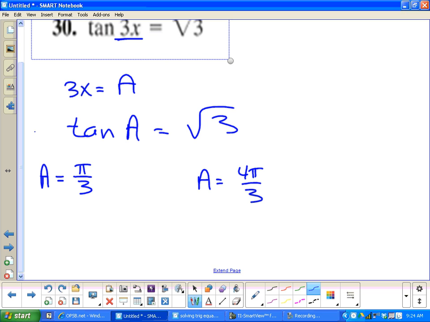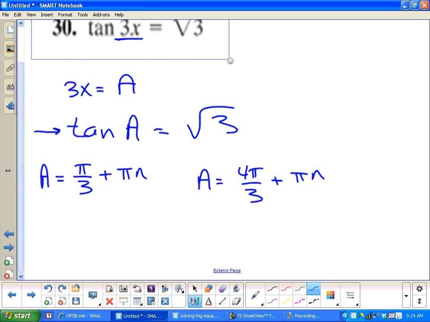Now, if my equation was just this, that'd be it. But it's not. It's 3x. And even though the answers don't say find the general solution, you still have to say plus, now not 2 pi k, but just pi k, or n, it doesn't matter. So I'm going to add this onto it.